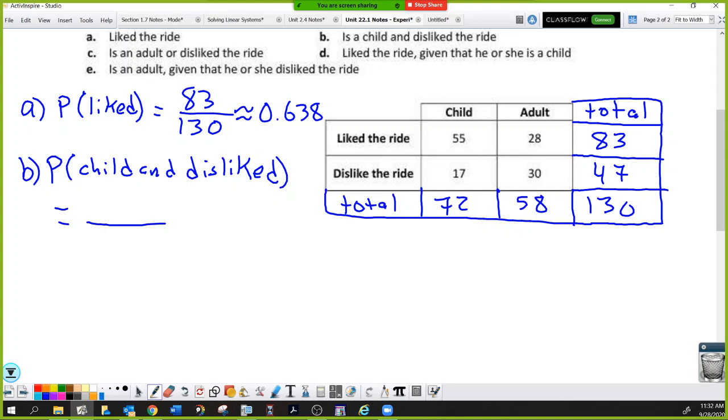It's still 130, because I reached into a crowd of random individuals, which by the way, there's 130 of them, and I'm wondering what the probability is that the person I pull from the crowd is a child that disliked the ride. So 17 out of 130, which is about 0.131.